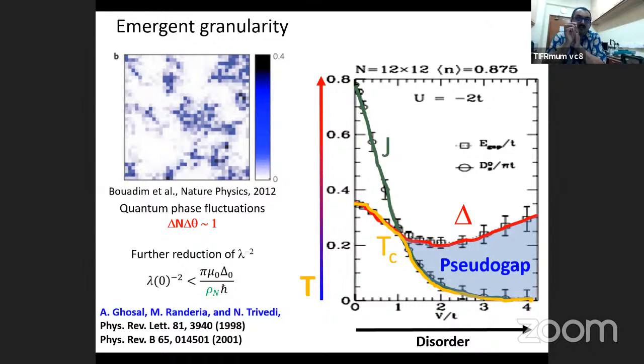So you needed, on the other hand, a test of this simulation of Ghoshal, Randeria, Trivedi. This was so general that if correct, it should not need a complicated system. You should be able to take any simple superconductor, and if you disorder it and reduce the superfluid density, at some point you should see a pseudogap.